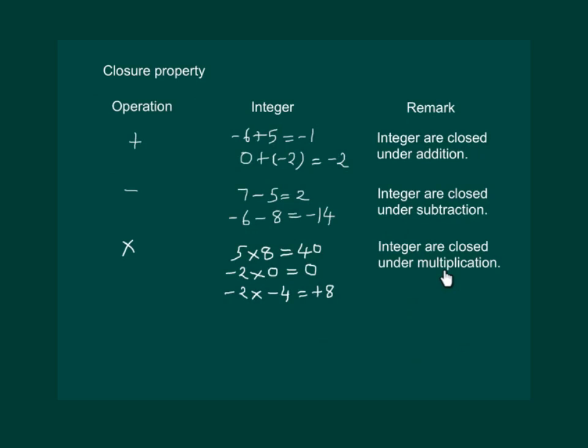Let us now check for division. If we divide 5 with 8, we get 5 by 8, which is not an integer. 5 by 8 is a rational number, so we can say integers are not closed under division.